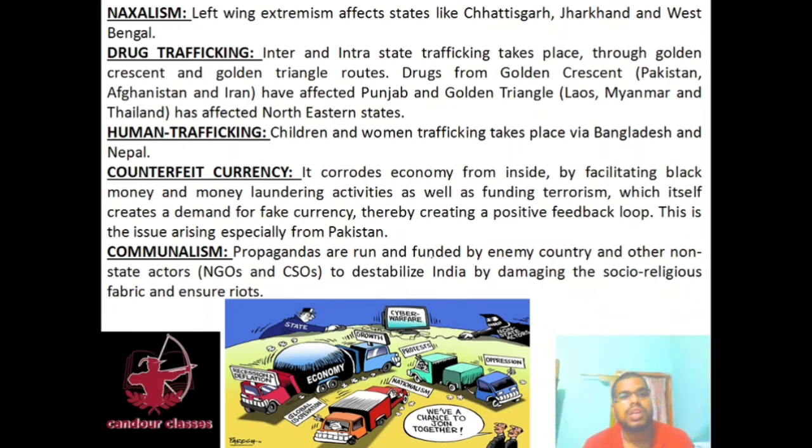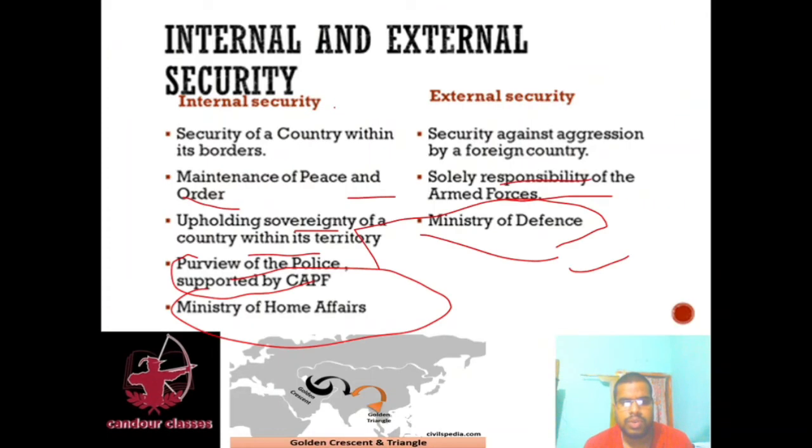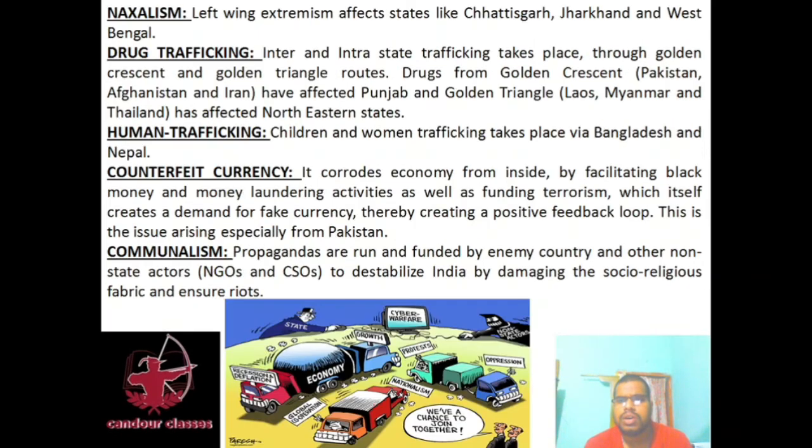Okay, then drug trafficking. Inter and interstate trafficking takes place through the Golden Crescent and Golden Triangle routes. Drugs from the Golden Crescent, that is Pakistan, Afghanistan, and Iran, have affected Punjab. The Golden Triangle, which is Laos, Myanmar, and Thailand, has affected the northeastern states. I have given you a map: this is the Golden Crescent, Pakistan, Afghanistan, and Iran, and this is the Golden Triangle, Laos, Myanmar, and Thailand.